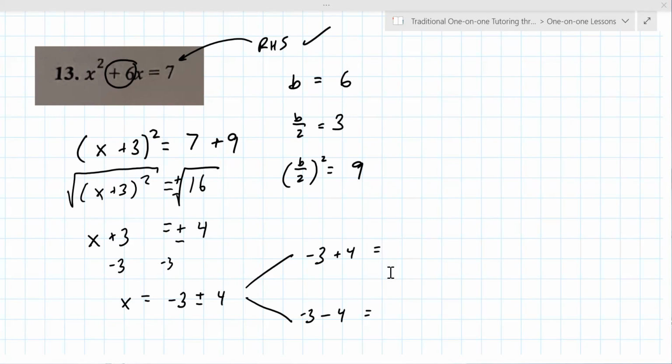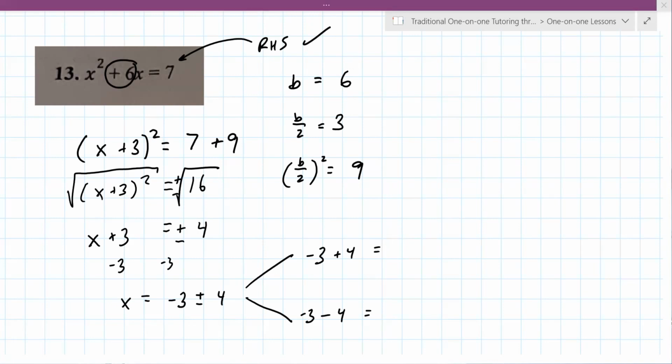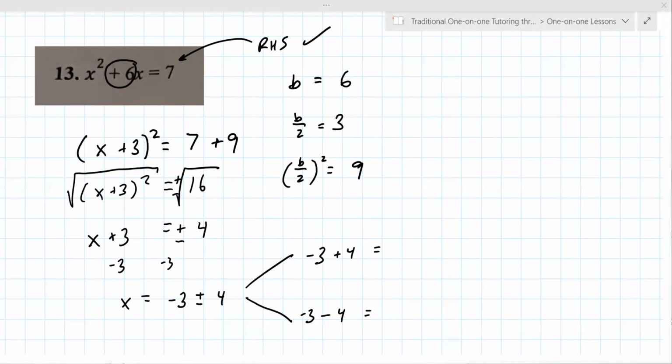What are the two final answers here for this? The answer is 1, negative 1. There we go. Those are the answers. Yes.